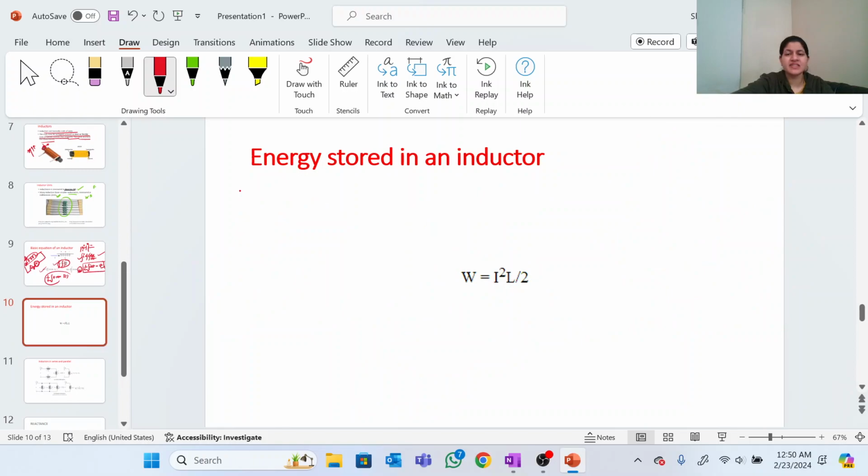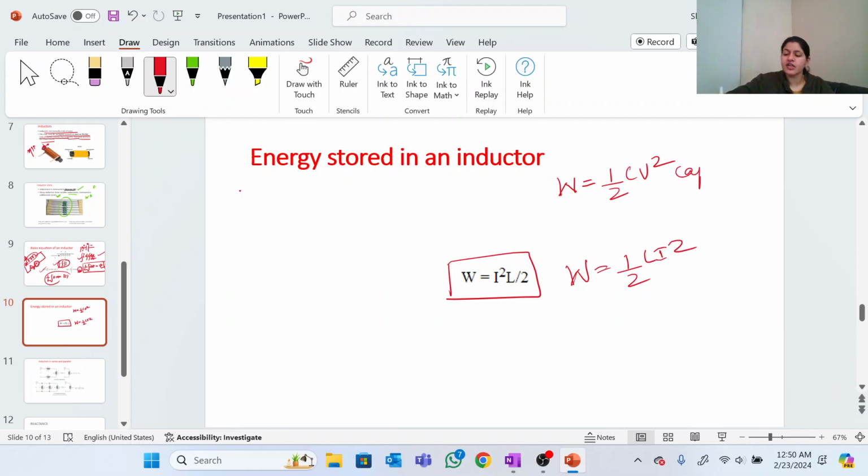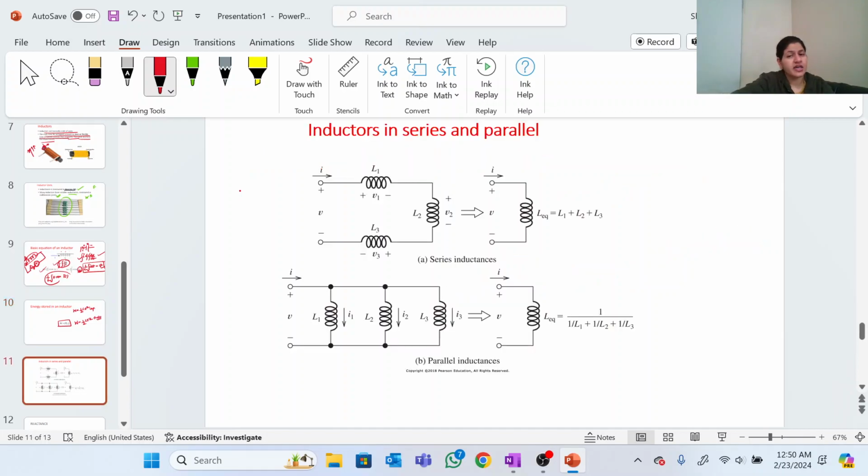Then this is the energy stored in inductor. I did not tell you the energy stored in capacitor. That is important. So energy stored in capacitor is half CV square, and energy stored in inductor is half Li square, right? So these are the two energies. This is for capacitor, this is for inductor. Remember this formula also. Now the next important thing is, I told you that in case of resistance R1, R2 and R3, similarly capacitance C1, C2 and C3.